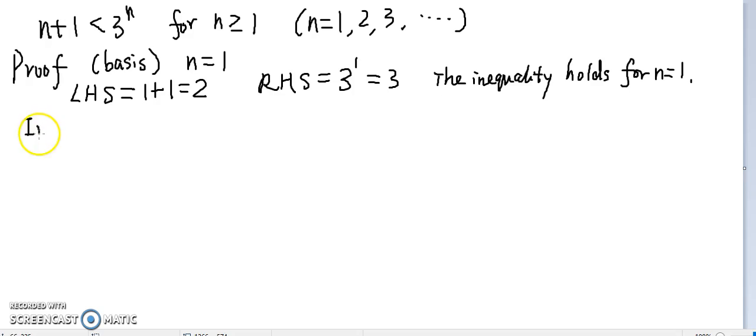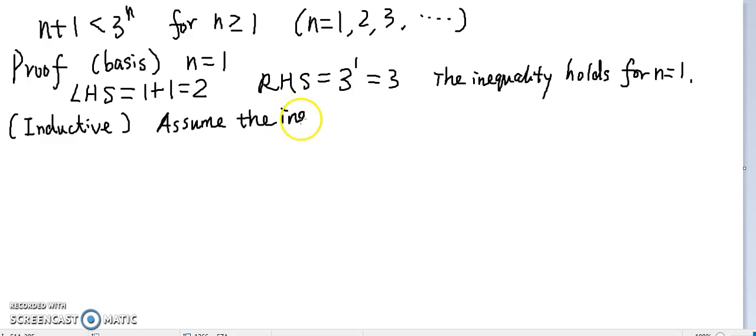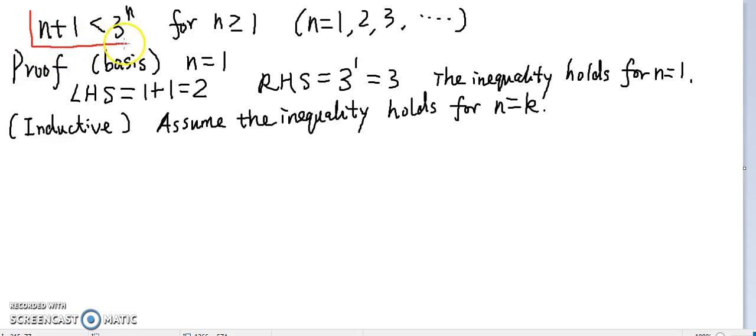Now let's do the inductive step. In the inductive step, we always assume the formula, or the inequality in this case, holds for n equal to k. So in this case, the inequality we want to prove is n plus 1 less than 3 to the nth. Now in the basis case, we replaced n with 1. On the left-hand side, we replaced this n with 1, and on the right-hand side, we replaced this n with 1, and we did find the left-hand side is less than the right-hand side.